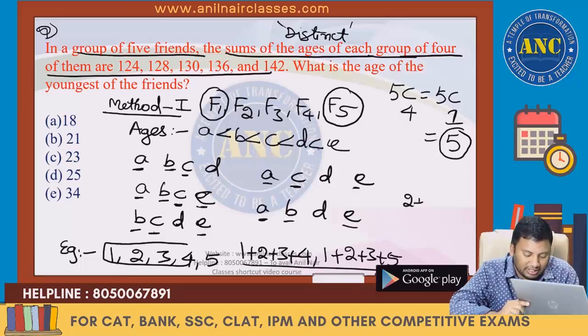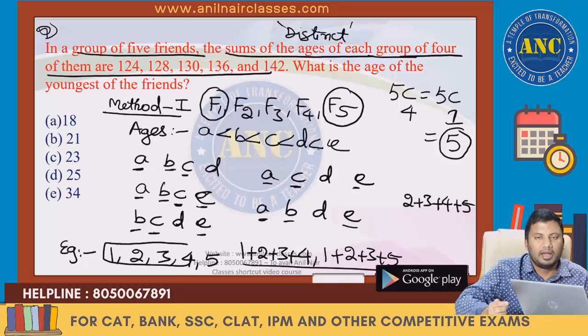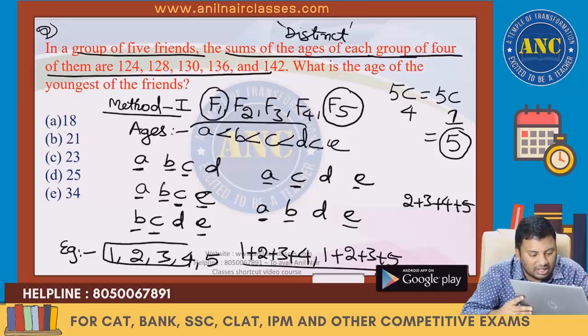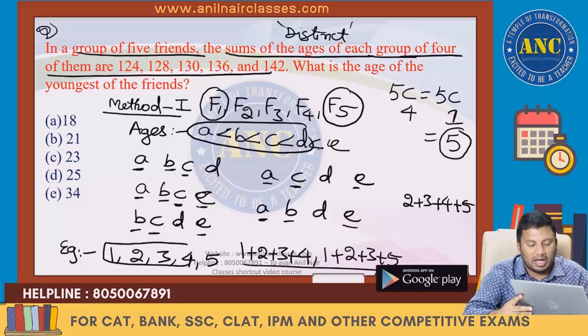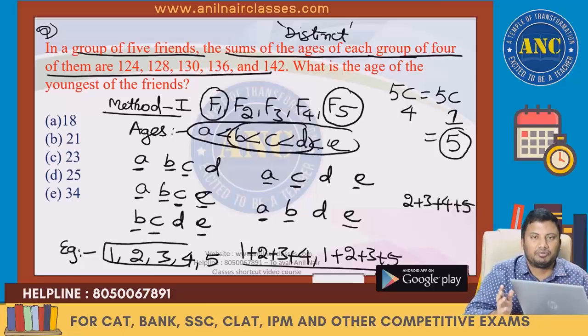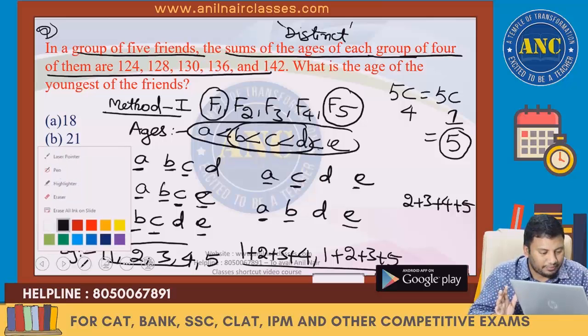What will be the highest? Highest is 2 plus 3 plus 4 plus 5. The lowest comes if you add the lowest 4; the highest comes if you add the highest 4. Are you all with me? I hope with this we will solve this question.